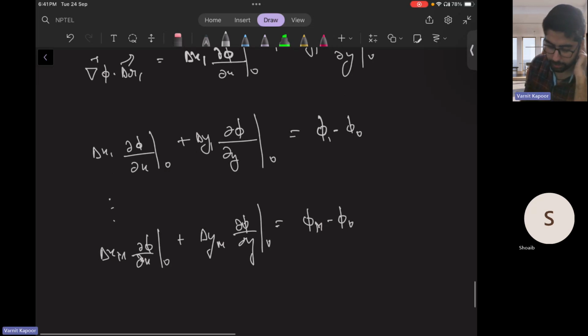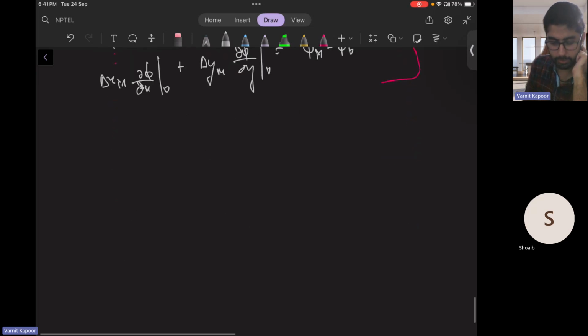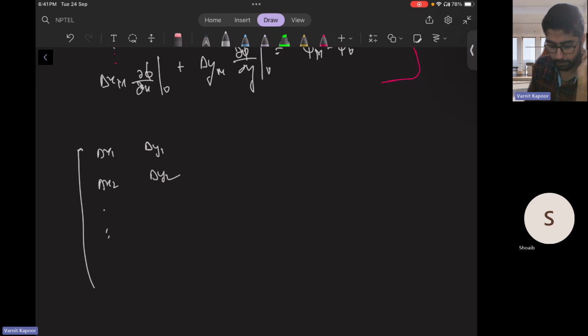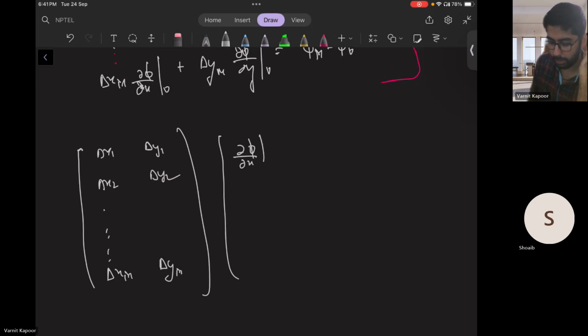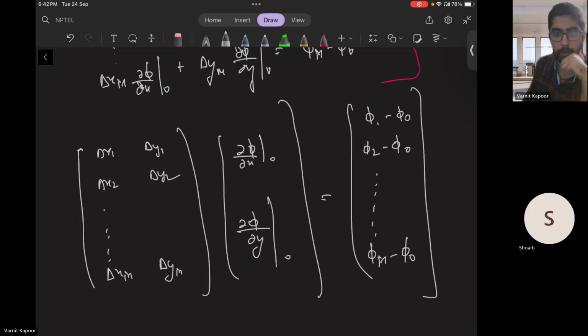Now, if you observe, this whole thing is a system of equations. So how can I write this? Can I write it in a product form? Delta x1, delta y1, delta x2, delta y2, up to delta xm, delta ym. Unknowns are the gradients, dou phi by dou x naught and dou phi by dou y naught. And right hand side terms are phi 1 minus phi naught, phi 2 minus phi naught, and so on, up to phi m minus phi naught. All right.